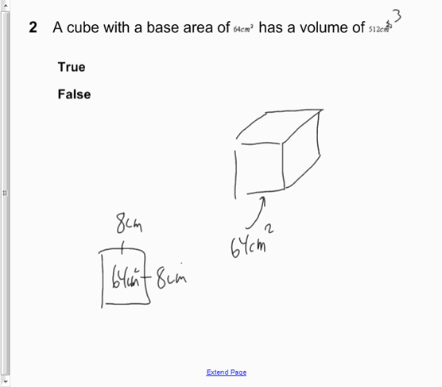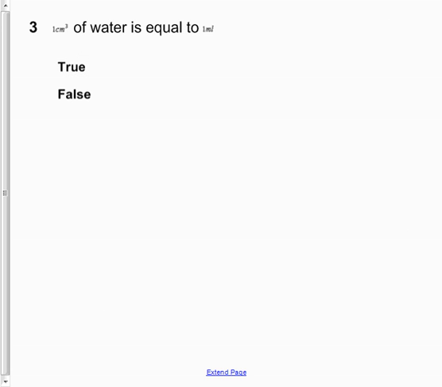Okay? So if the 8 centimeters and 8 centimeters are here, since it's a cube, this must have also been 8, and 8 times 8 times 8 equals 512, which makes this a true statement. It doesn't care, but it is true, so it's okay. So 25% of you were wrong with that question.